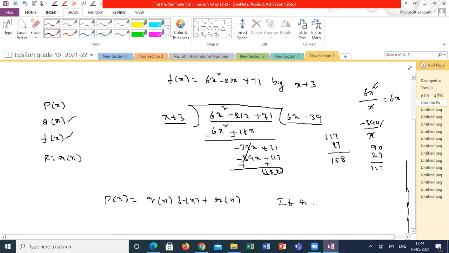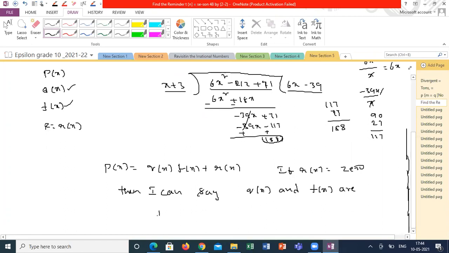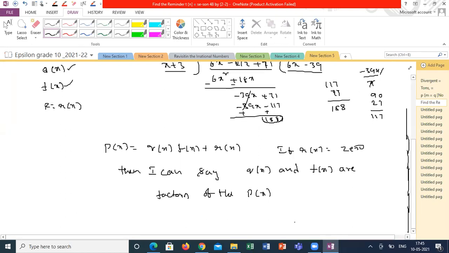If r of x is 0, then I can say q of x and f of x are factors of p of x. Got it, what I'm saying? If the remainder is 0, the quotient and divisor will be the factors of the dividend. Yes, sir.